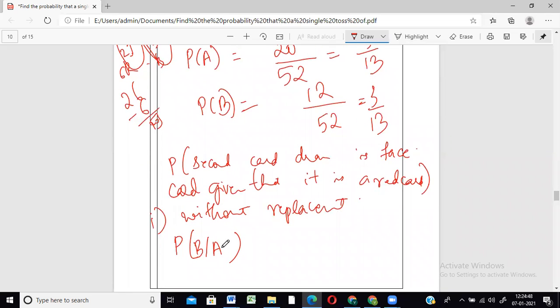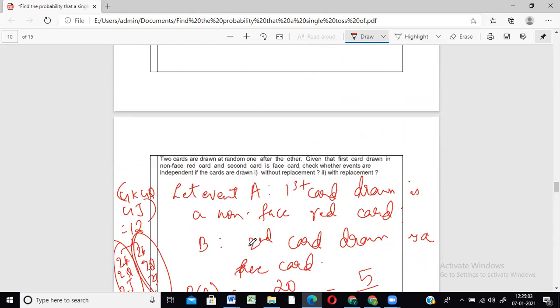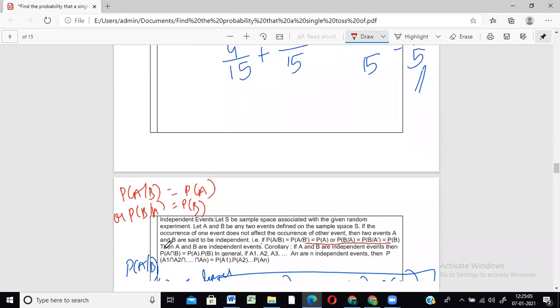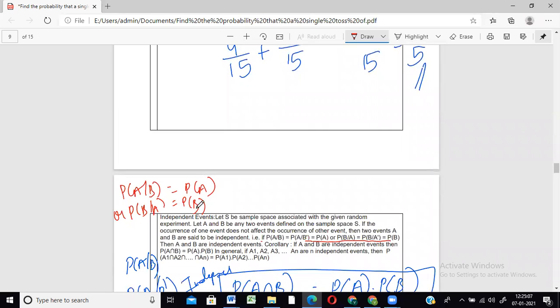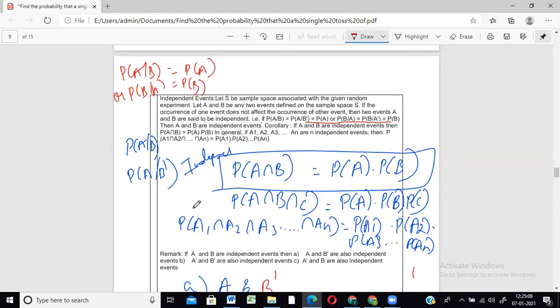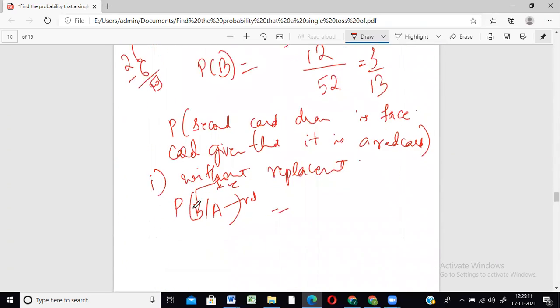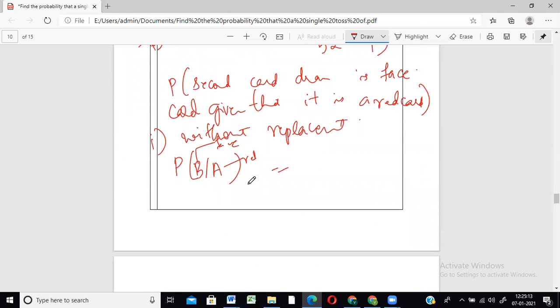So this one, A, it was a non-face red card, no? So this is already given, and B was what? It's only a face card, given that it is a red card. So we write it as B such that A, which should be equal to what? For that to be independent, probability of B such that A should be equal to probability of B. Let us check if it is probability of B only.